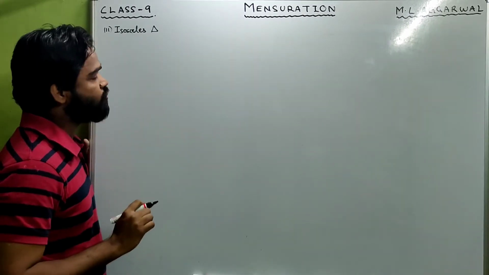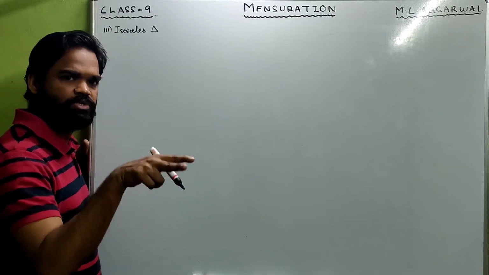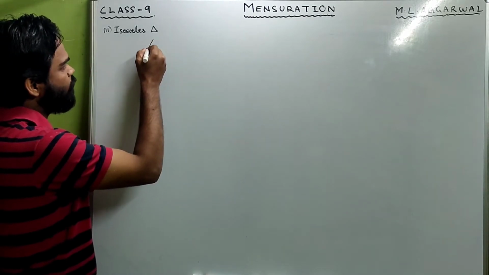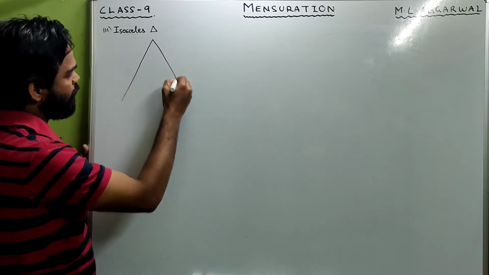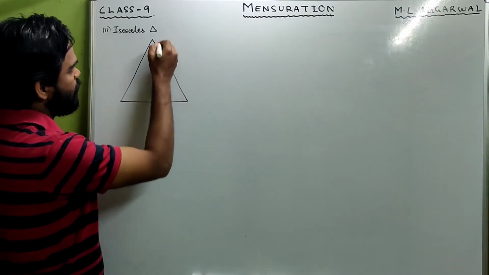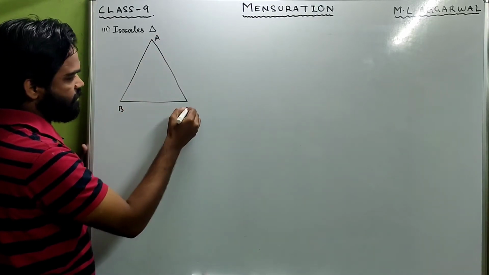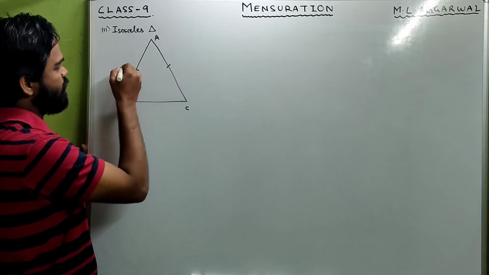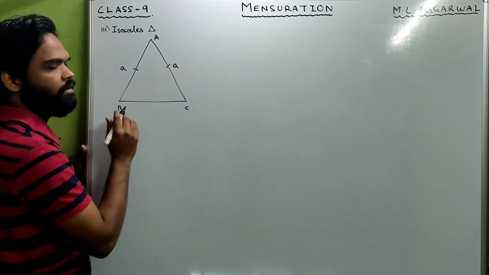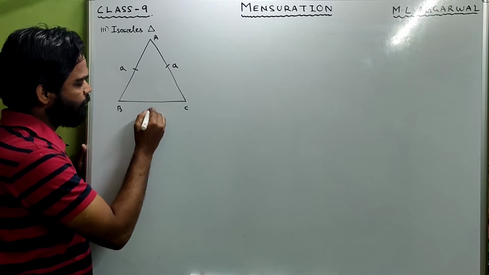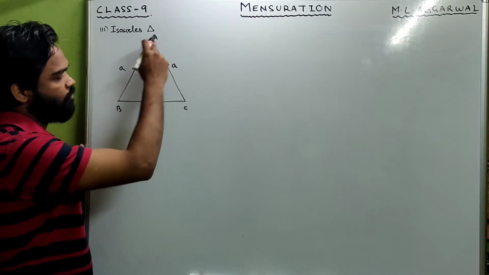Now let us see the isosceles triangle. We know in an isosceles triangle, two sides are equal. So suppose I draw triangle ABC, and suppose AB and AC are equal, a unit in length, and the base BC we take as b unit in length. AB is equal to AC.